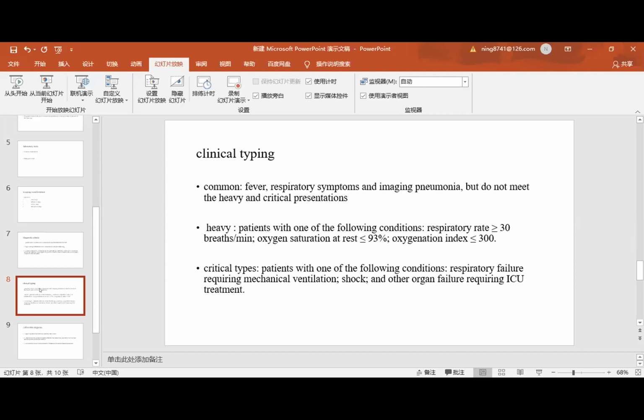Common refers mainly to patients who present with fever, respiratory symptoms, and imaging of pneumonia, but do not meet the heavy and critical presentations. Heavy refers to patients with one of the following conditions. Thirdly, critical refers to patients with one of the following conditions: respiratory failure requiring mechanical ventilation, shock, and other organ failure requiring ICU treatment.